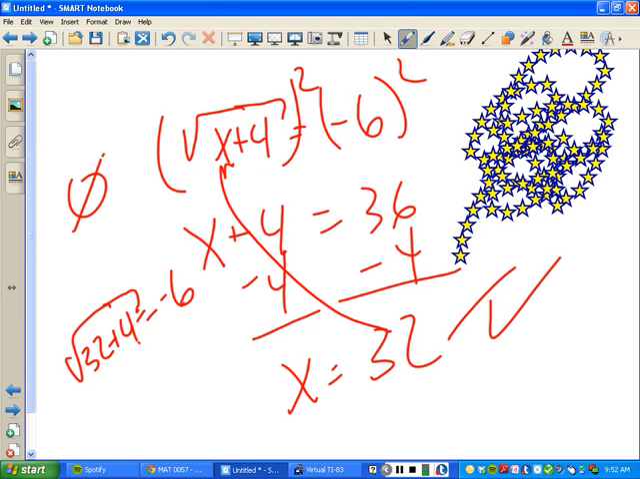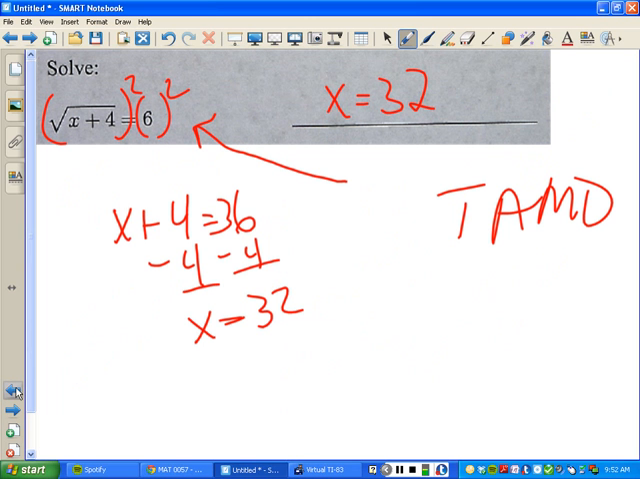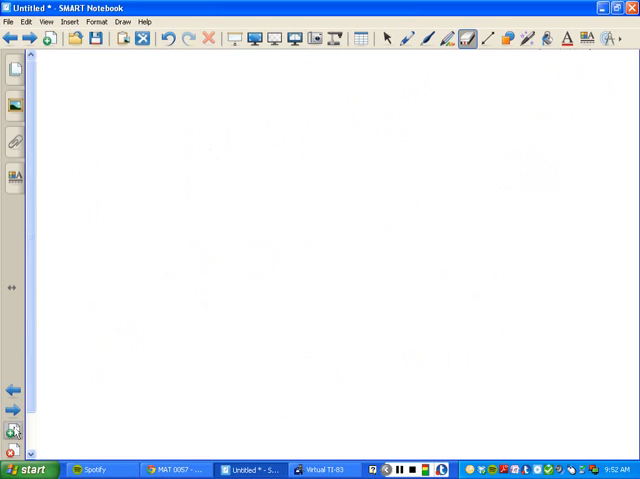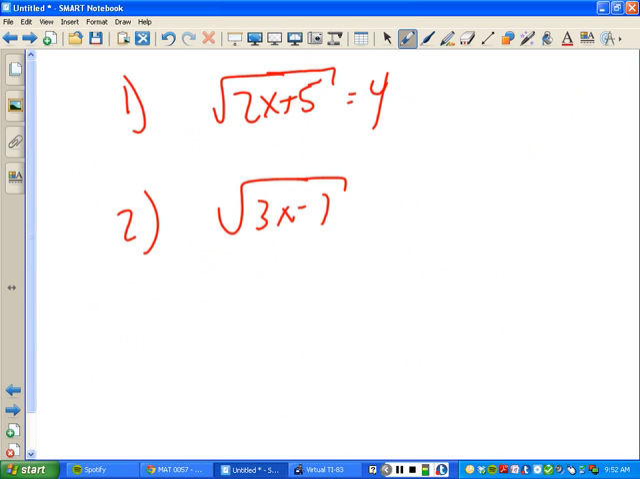So clearly squaring both sides doesn't always work. When will it work? It works as long as this piece here is positive. It will not work if that piece is negative. Does everybody see that? So if I said to you, we want to solve square root of 2x plus 5 equals 4, and square root of 3x minus 7 equals negative 2, what are you going to do? For the first one, you are going to square both sides. For the second one, you're going to do what? No solution, and you quit.